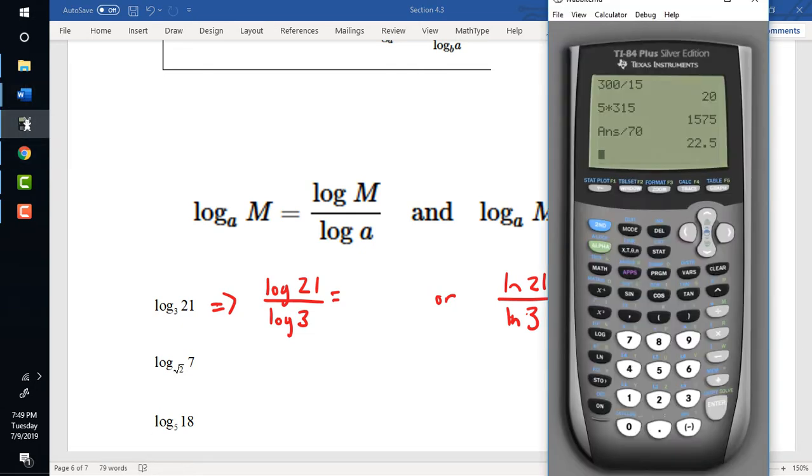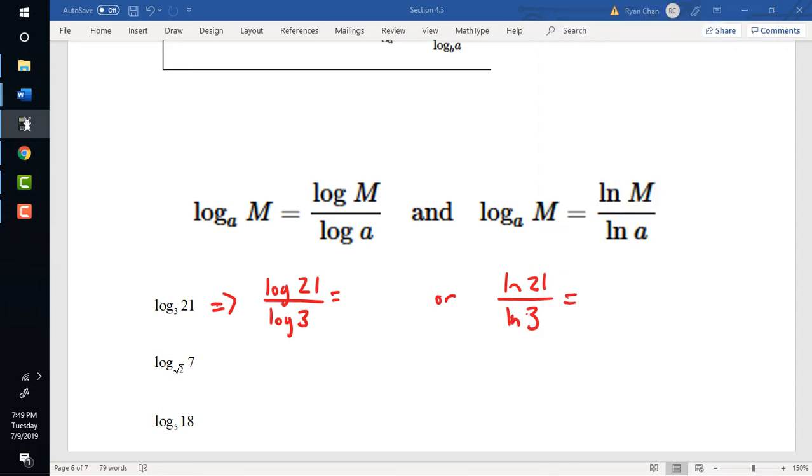So I'm going to do log of 21 divided by log of 3. Notice my answer is going to be 2.77. If I do natural log of 21 over natural log of 3, I'm also going to get the same thing. Okay? So either one will work. I get approximately 2.77 for both of them here.